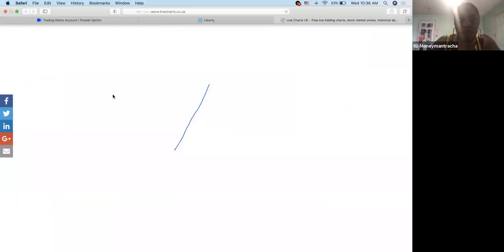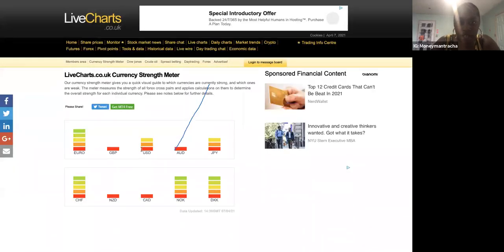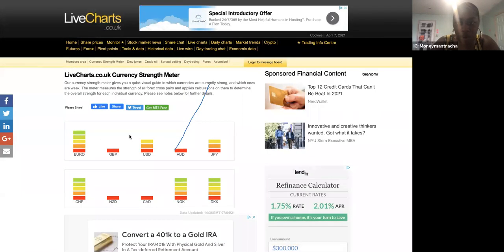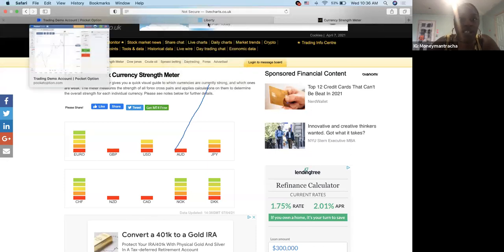But this is going to confirm our very first analysis, Euro USD. Look, family, the Euro has more bars than the USD, and the market is actually buying. So that's why you need to check the currency strength meter, because it'll give you an idea into what's going on before it actually happens.